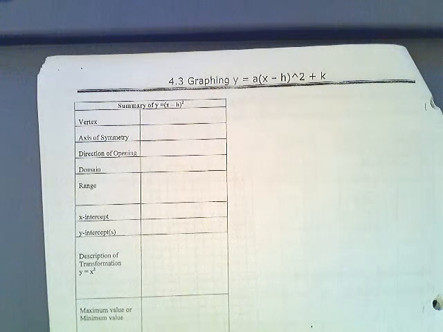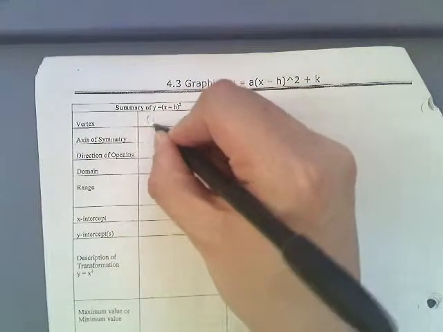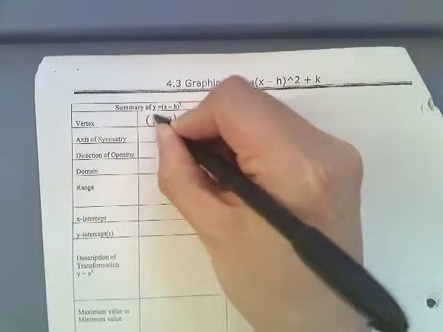Guys, so 4.3, we're pretty much finishing up the graphing part of it. So let's take a look. Hopefully you can see it clearly, but you guys have the chart, so it should be no problem. Summary of y equals (x minus h) squared. If you have that, the vertex will be h comma 0.